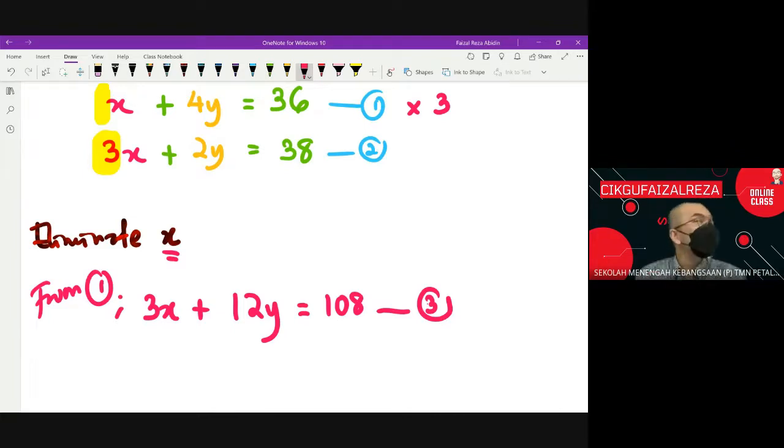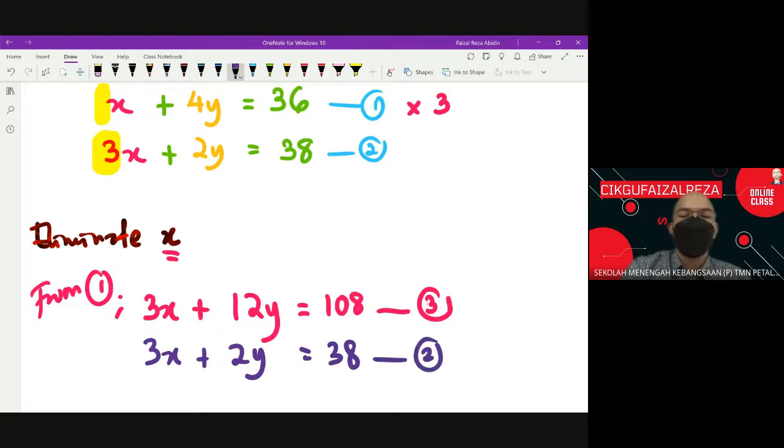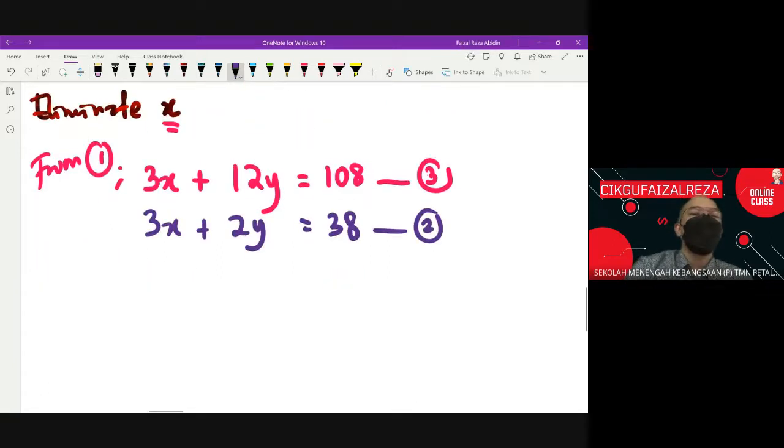After that, sub. No, not yet, because you are going to eliminate. So you are going to take back your second equation over there, 3x plus 2y equals to 38. This one is the second equation. Over here, you say you want to eliminate x, isn't it? So how do we want to eliminate? We are going to minus, isn't it?